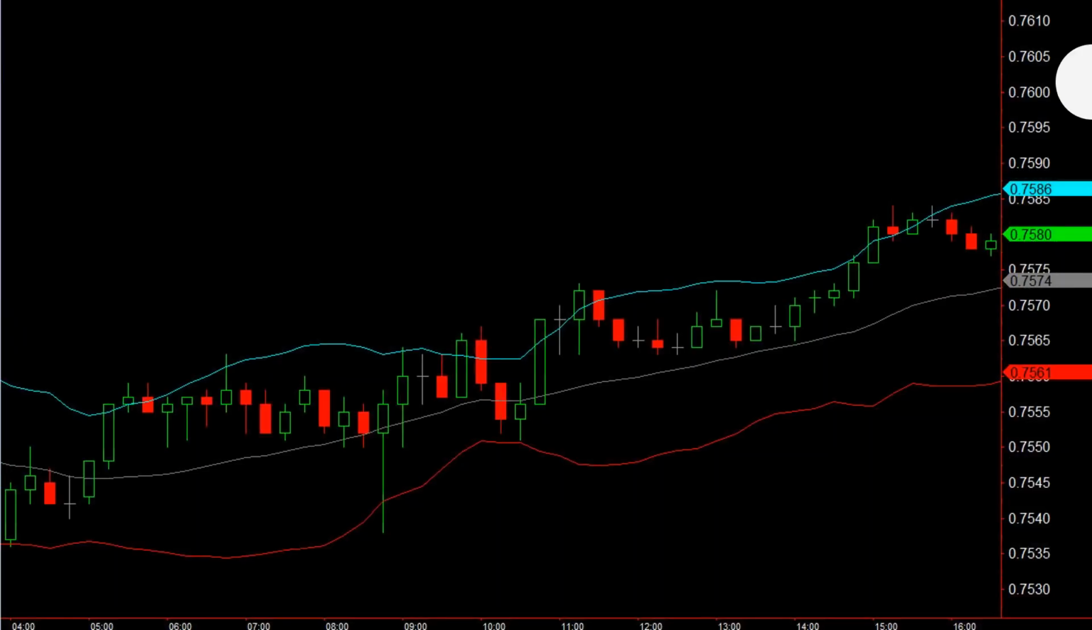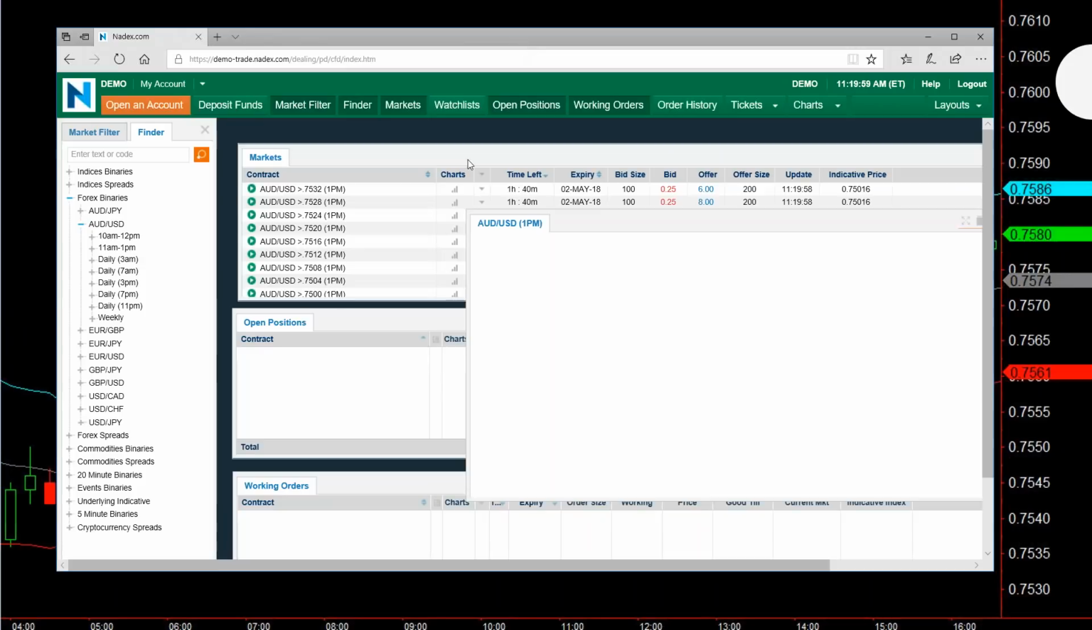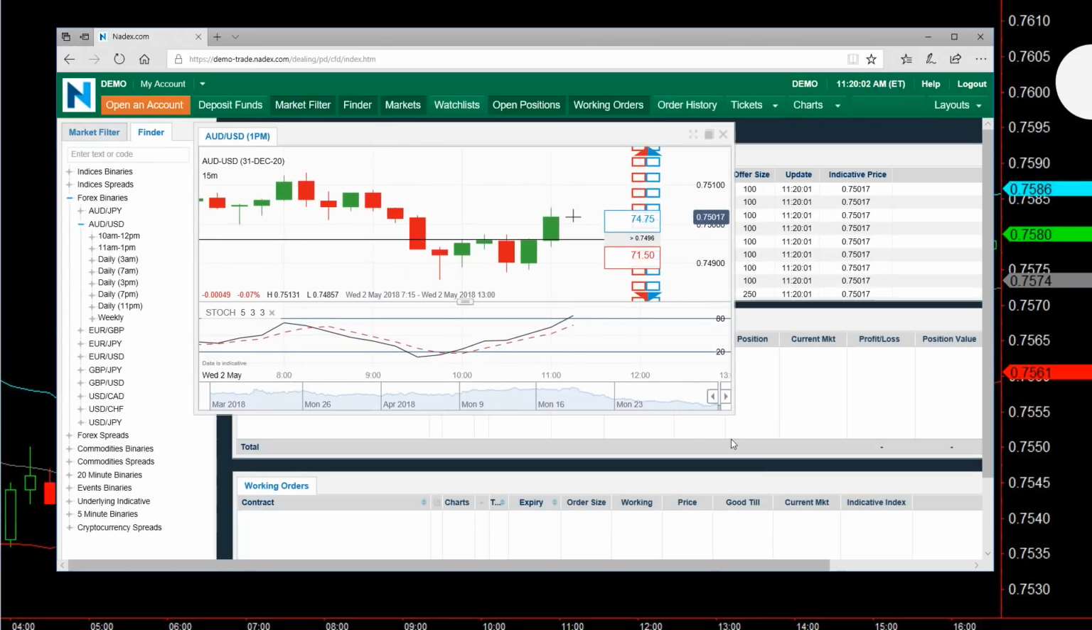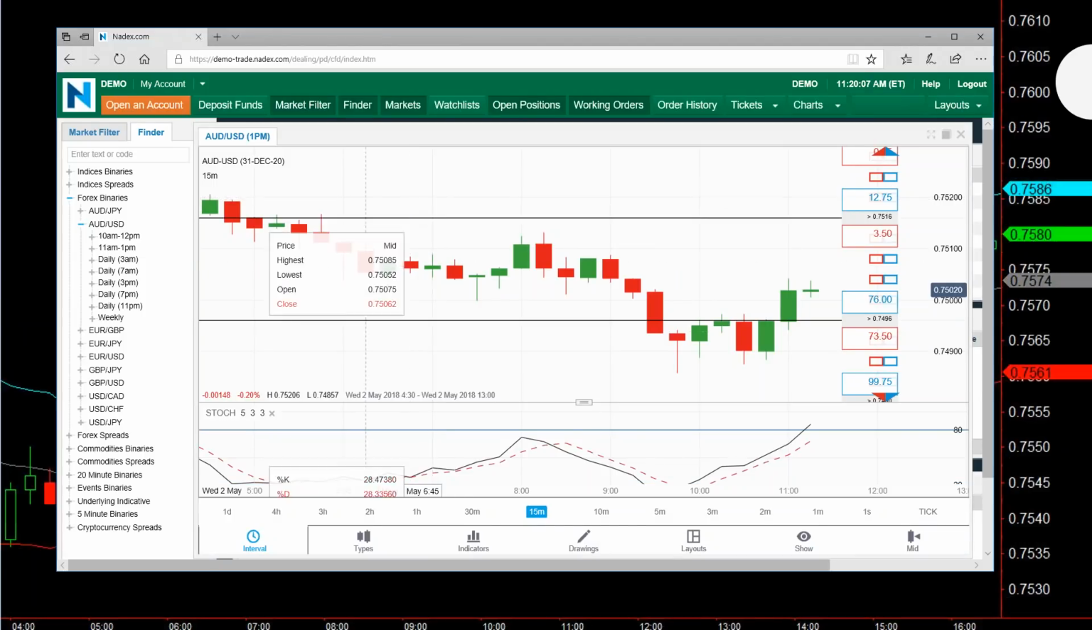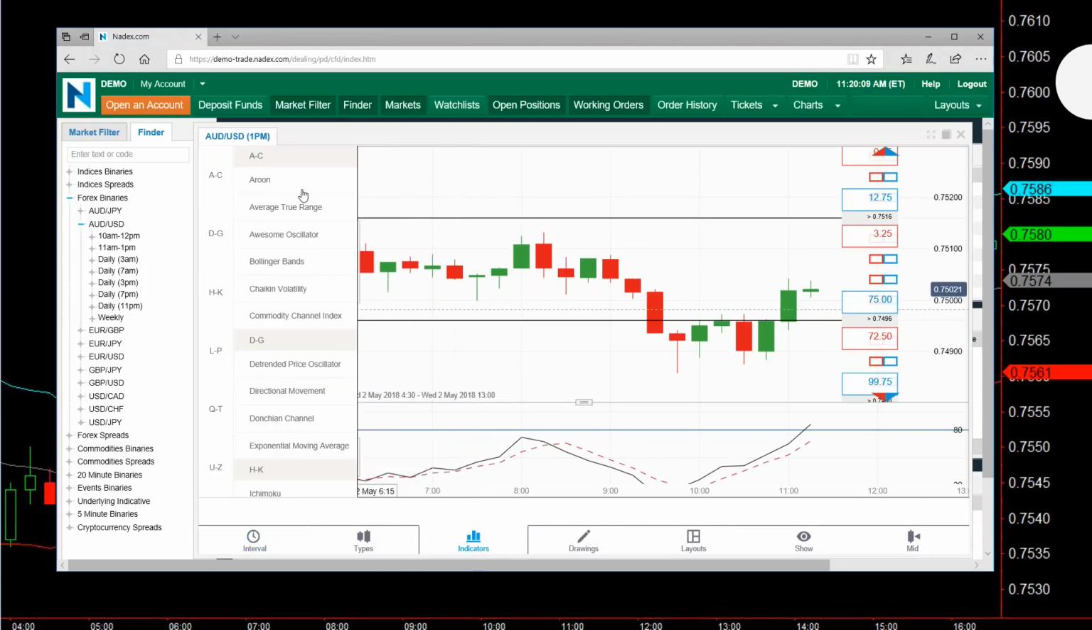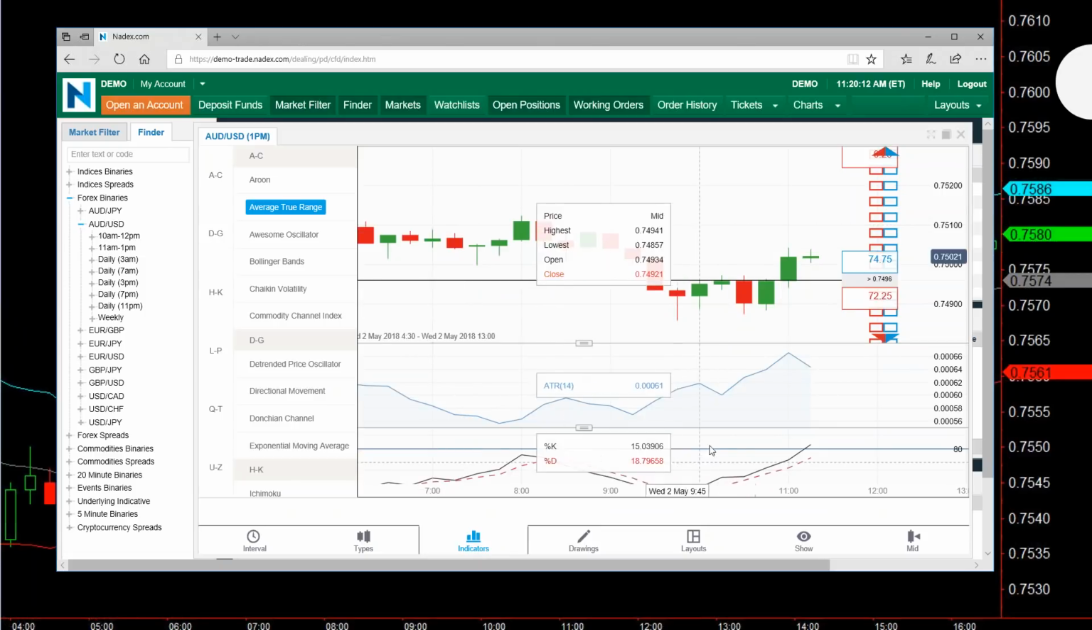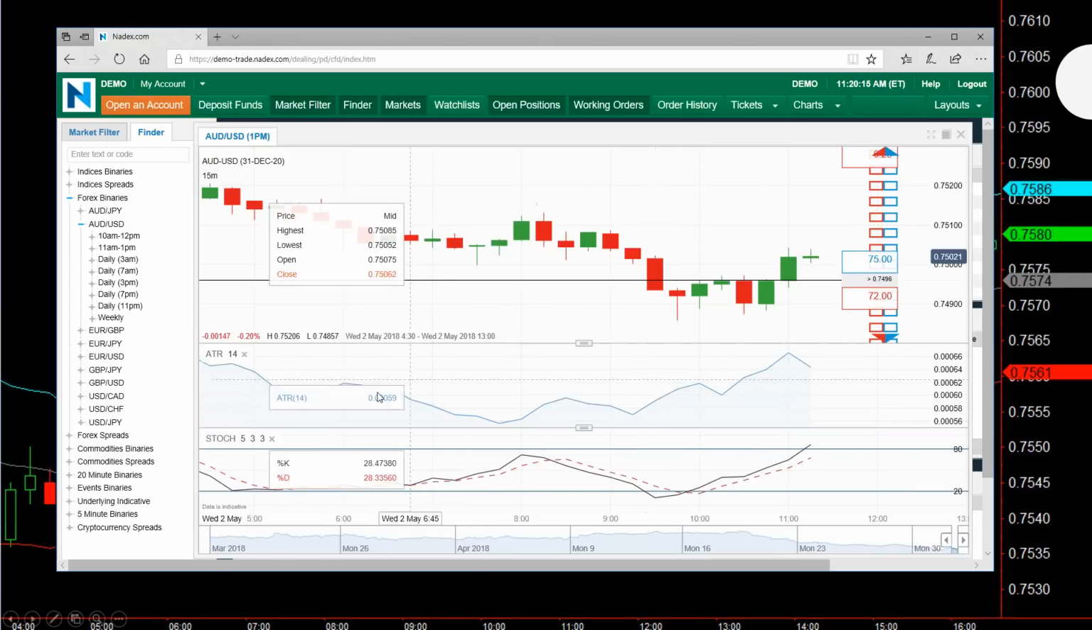What is the closest thing to an ATR on the Nadex chart? Well, I'm not sure. They may actually have ATR in there. Hold on, I'll show you. Let's go to Aussie. I have to bring up a chart and actually see what's on it. Let's go to indicators. There's your average true range. And that's what it looks like on a typical chart.